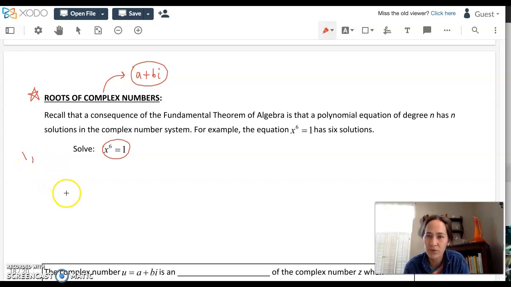Can you think of another real solution? I mean, that's an even power. So -1 should be another real solution to this equation. So where's the catch? Is there anything else I have to do?